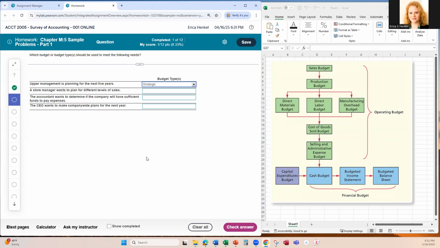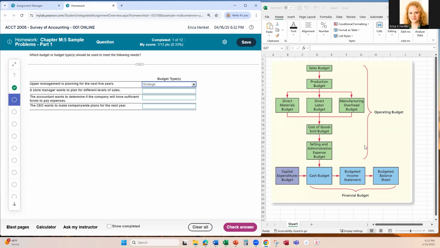All right, so here we have a store manager who wants to plan for different levels of sales. When we plan for a single budget at a single level of production, that would be considered what is called a static budget. We have to come up with a base number to start with, like, what is the most likely number for our sales for next year? And that would be a static budget.